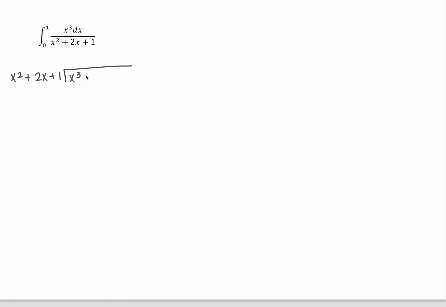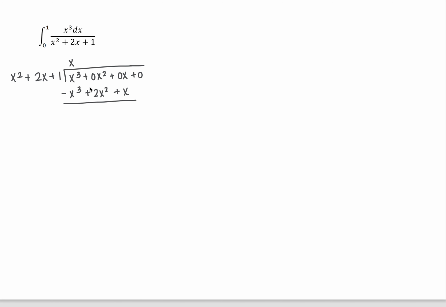So I'm going to go ahead and just put zeros in as placeholders for the other terms here, working my way down. So x squared into x cubed goes x times. I'm going to multiply that x, so we get x cubed plus 2x squared plus x.